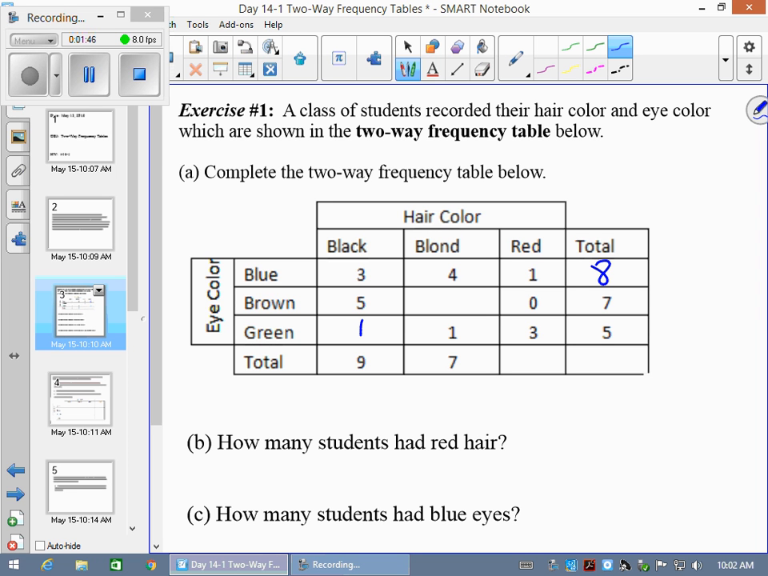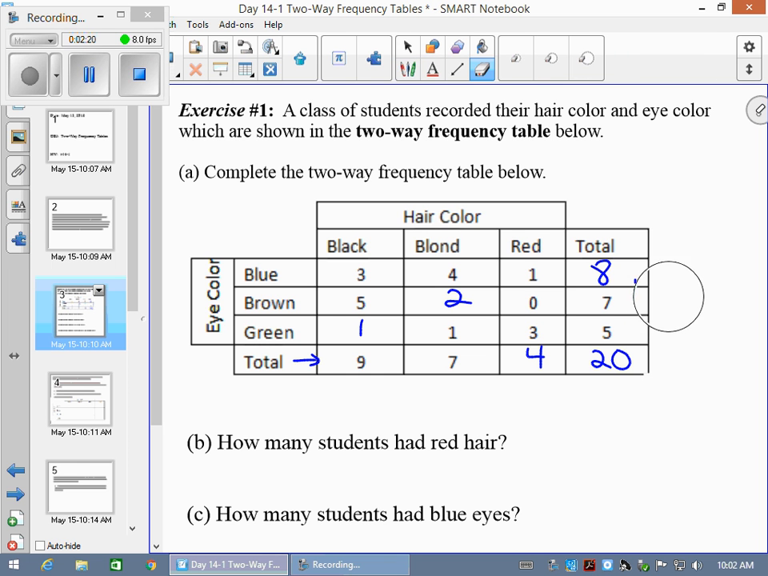Then we want to look at blonde hair color. There's a missing space for people that have blonde hair and also brown eyes. If we have a total of 7, we're missing 2. For red hair, the total is missing, so we just have to add straight down: 1 plus 0 plus 3 would give us 4. And then the overall total is missing. The way you can get this is to add across your totals horizontally or add straight down vertically. Either way, you should be getting 20.